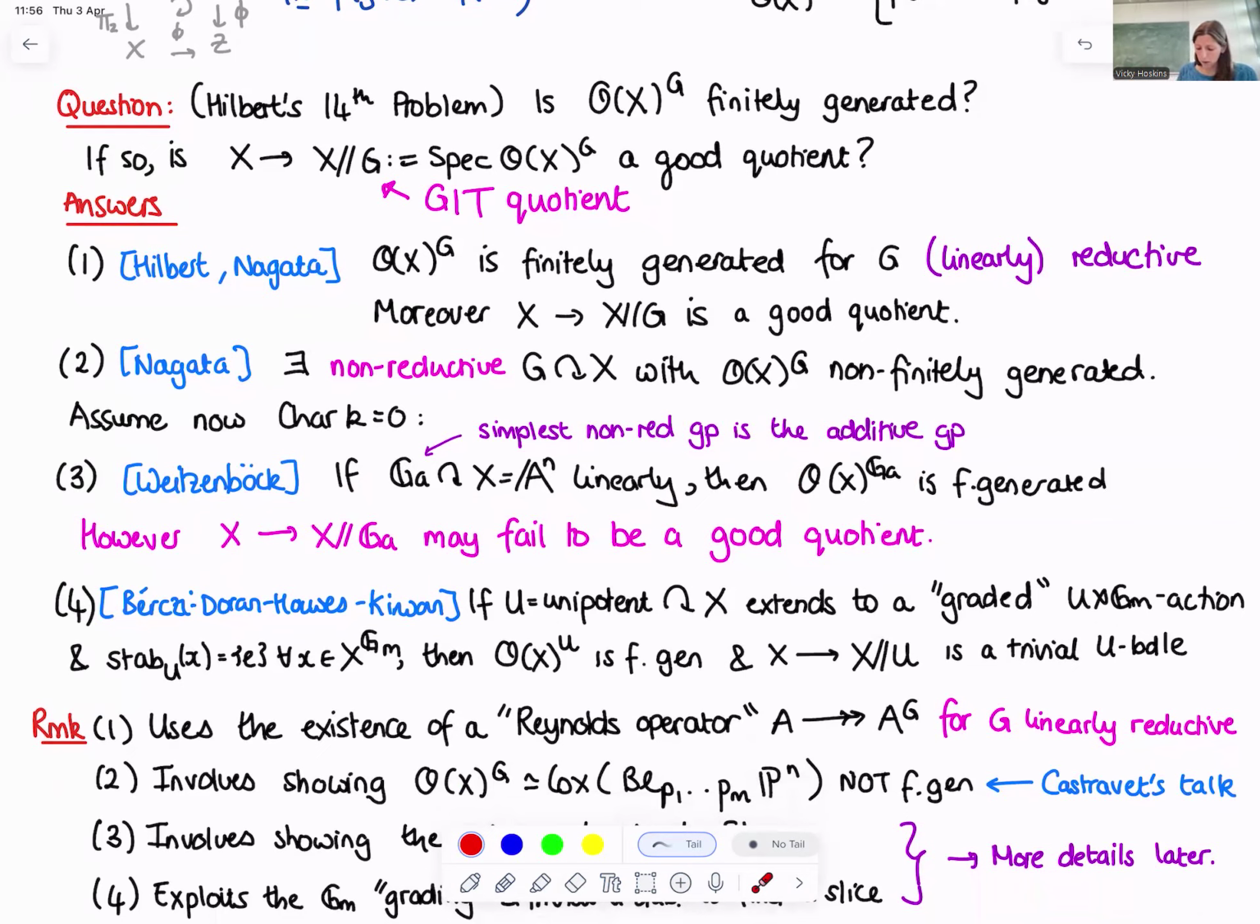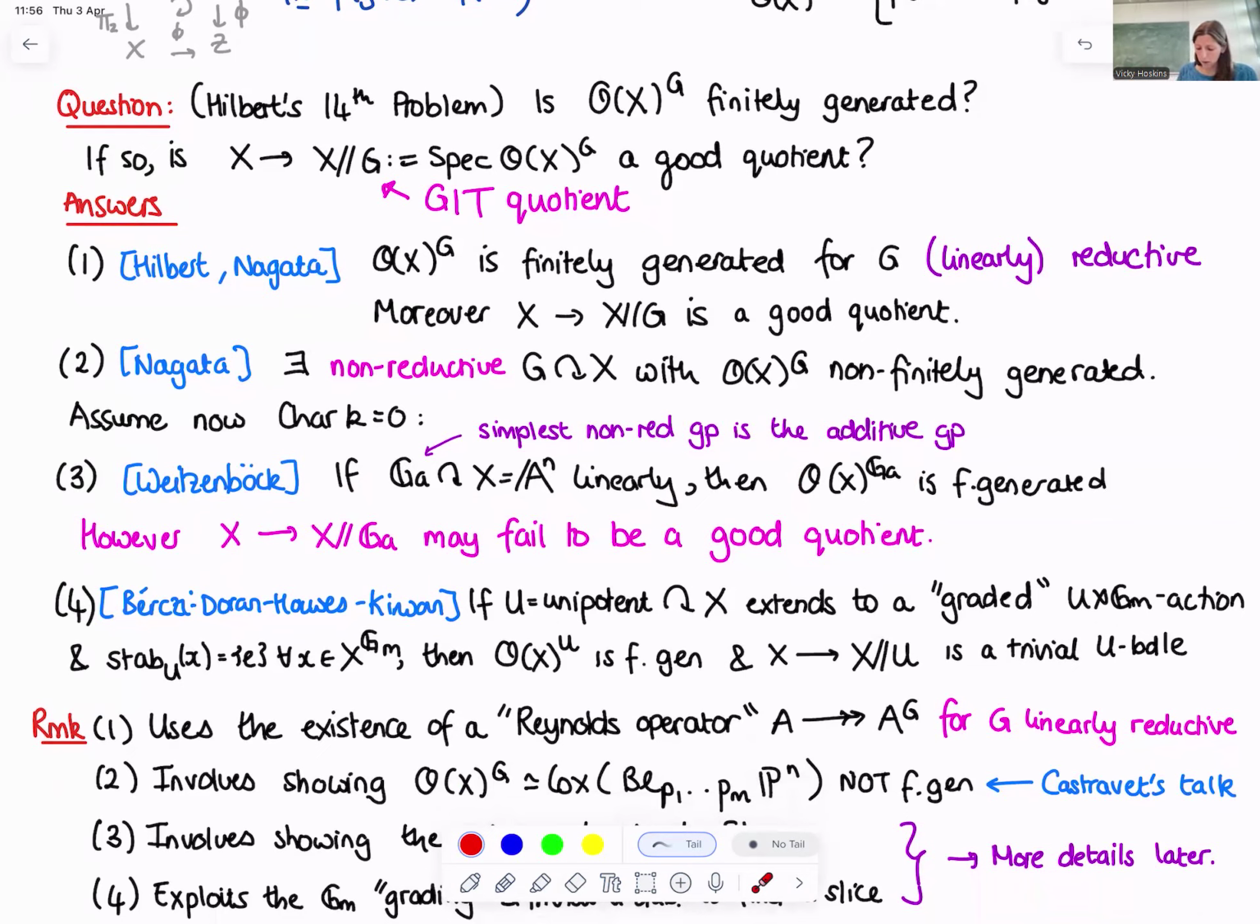So for 3, to show that this invariant ring is finitely generated, you extend the action of G_a to SL_2. But this isn't enough. So instead, for 4, you don't extend it to SL_2, you just extend it to the Borel in SL_2, which is basically G_a semi-direct product with a multiplicative G_m. And you use this trivial stabilizer condition to find a slice. I'm going to really explain these later.